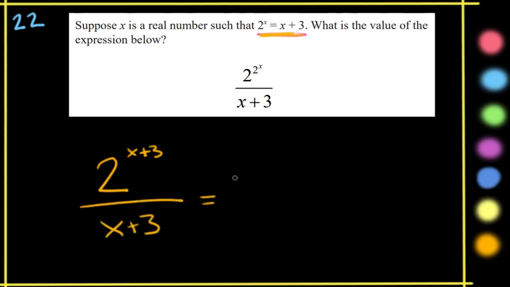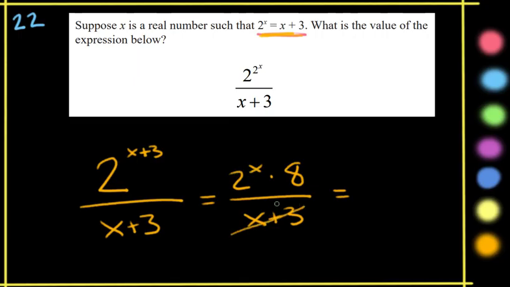Now this is equal to 2 to the x times 2 to the 3, which is just 8, divided by x plus 3. And now we know that 2 to the x is equal to x plus 3, so we can actually cancel these two things out because they're equal to each other, right? We have this from up here. We wouldn't be able to do that if x plus 3 were 0, but 2 to the x, we know that's not 0 because 2 to the anything is positive. So we can cancel those out, and that just gives us 8, which is the answer to this problem.